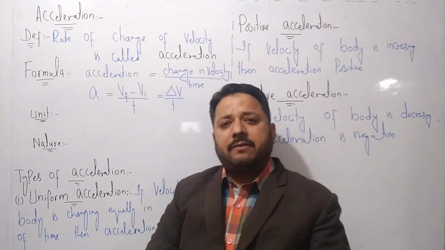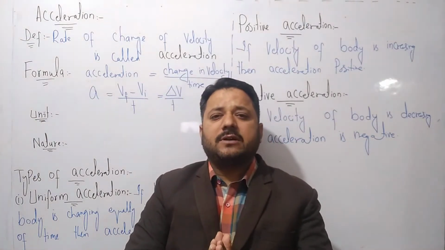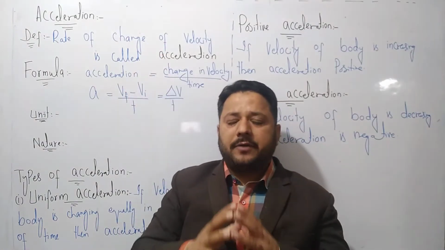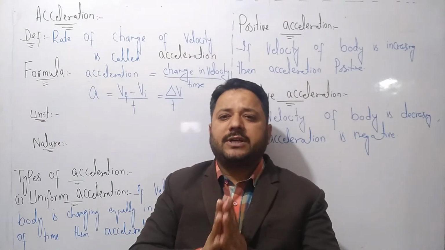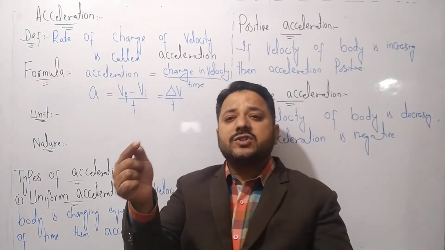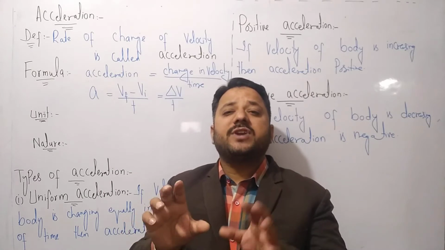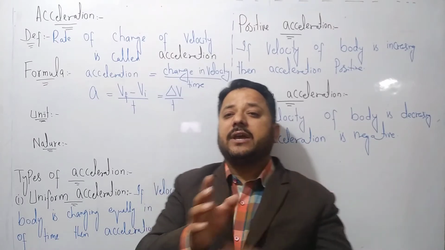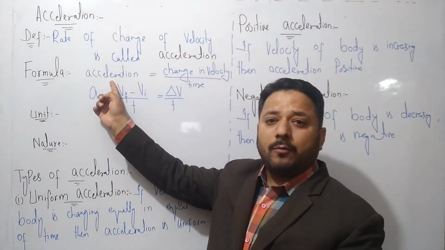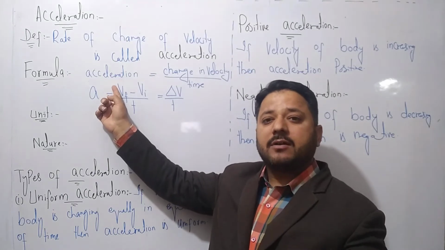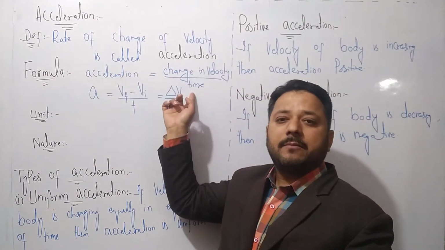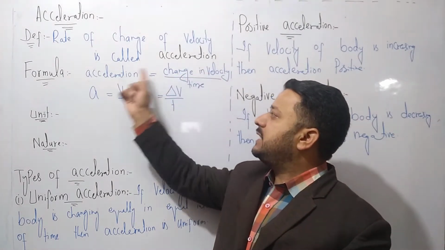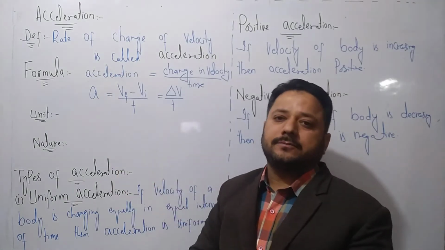As in the previous lecture, we have discussed that rate means dividing by time. So acceleration is defined as the rate of change of velocity. It means that velocity should be divided by time, because rate means dividing by time. So the formula of acceleration by definition is acceleration equals change in velocity over time. Why? Because time means rate. So rate of change of velocity is equal to acceleration.